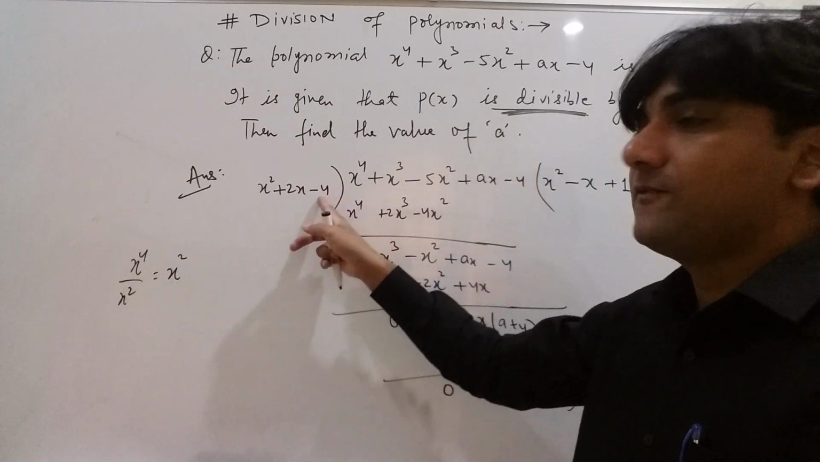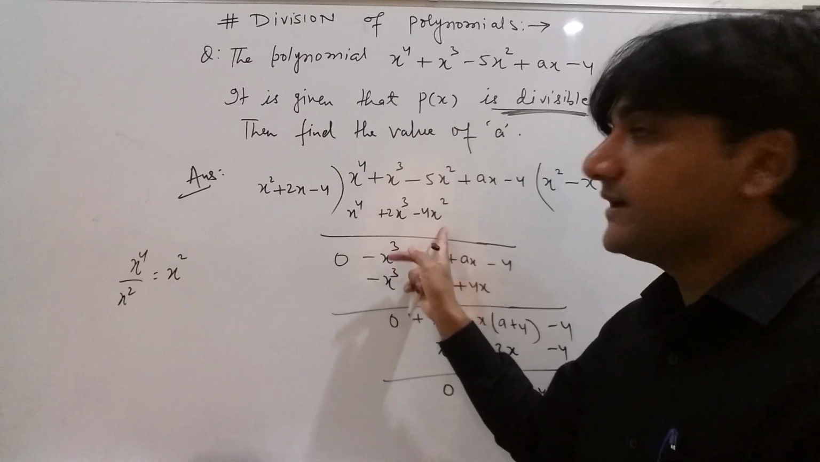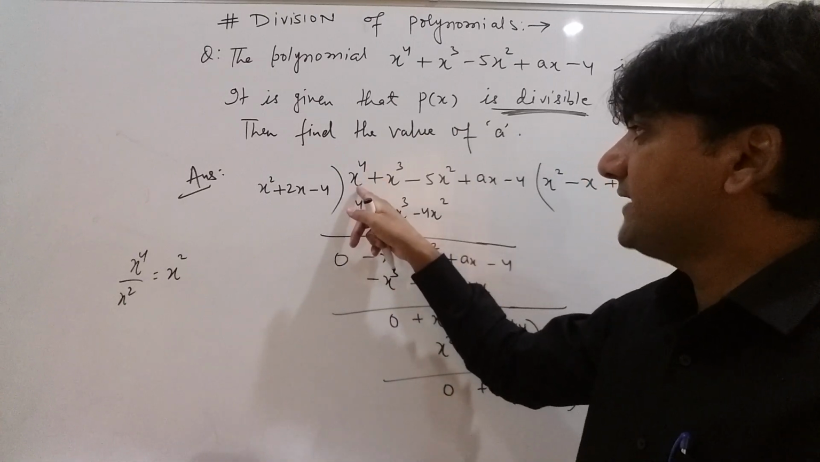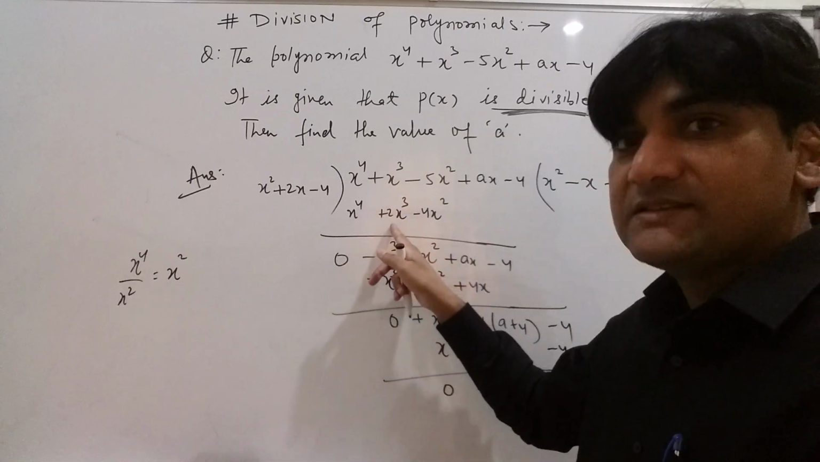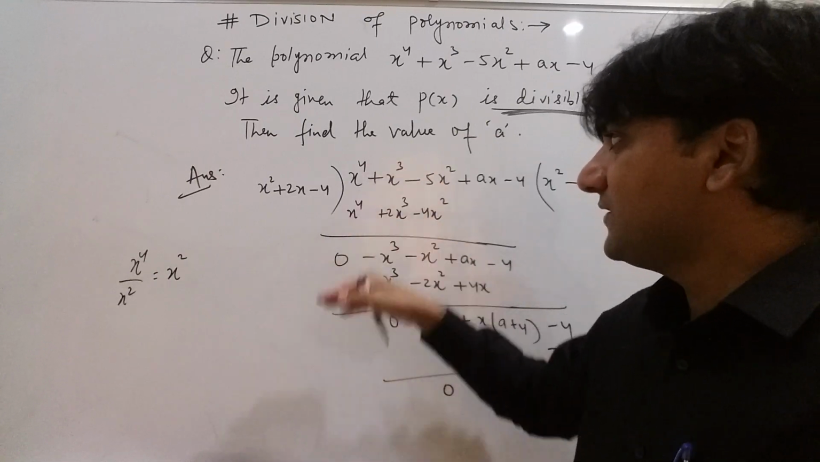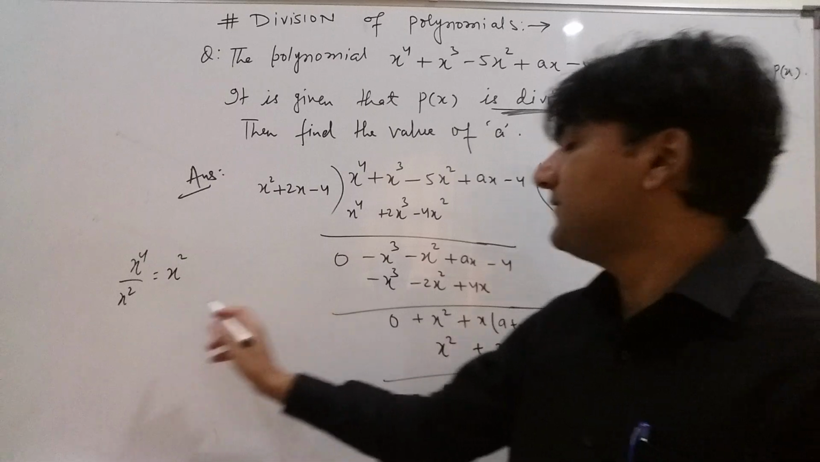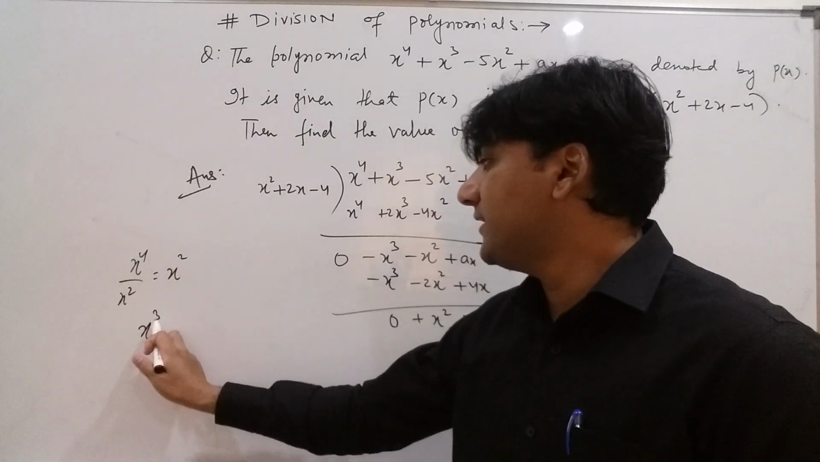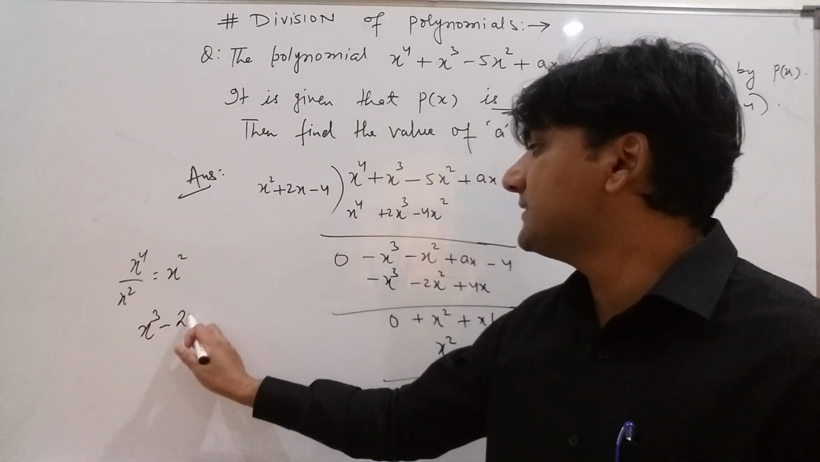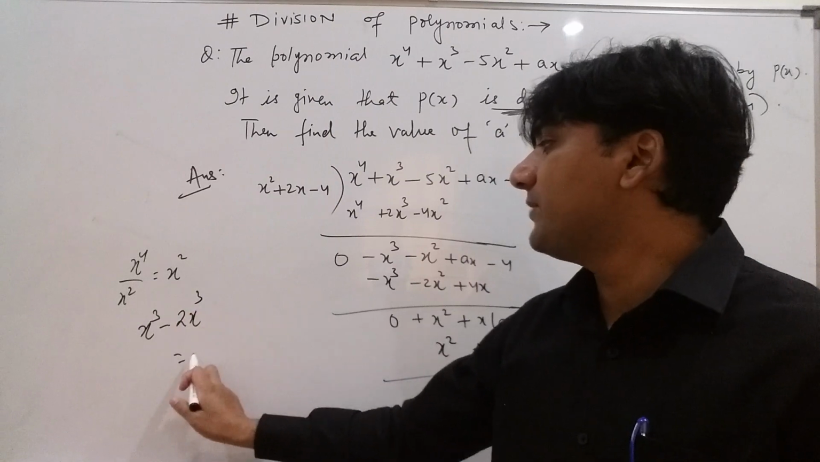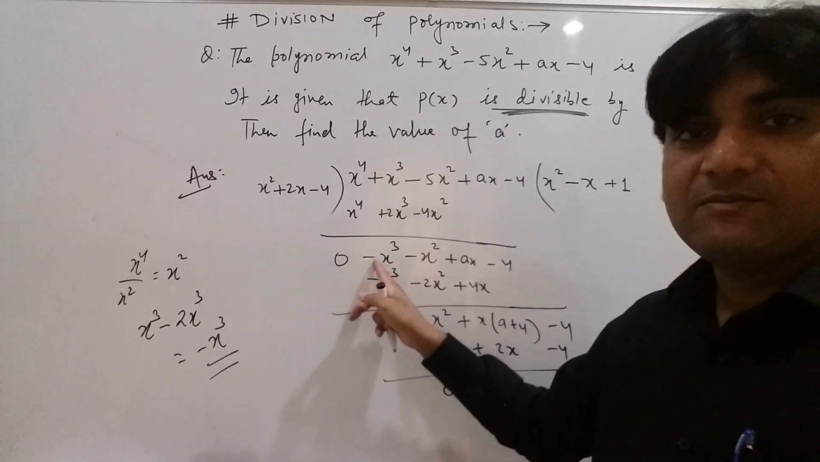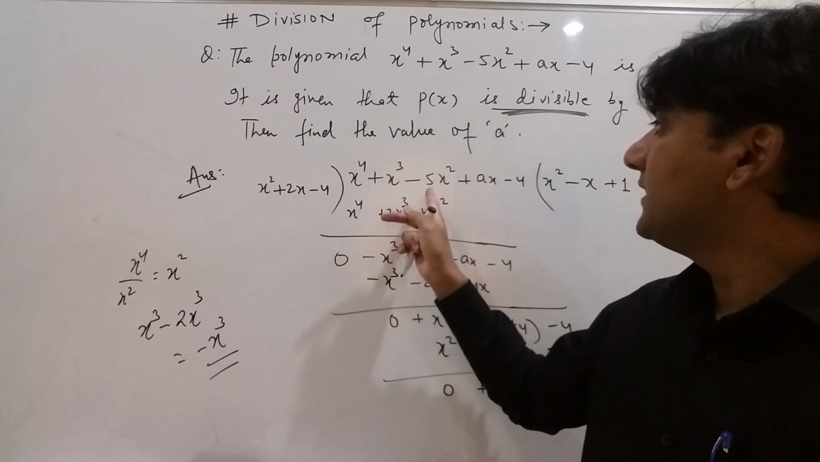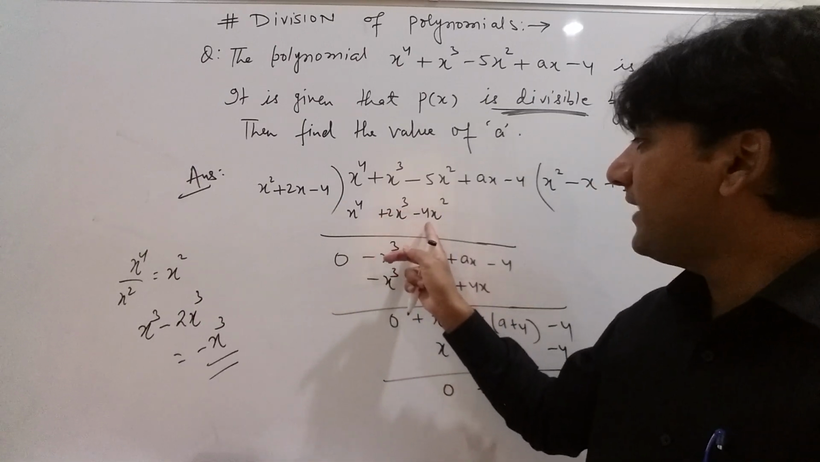x squared times 4, then minus 4x squared you will get. Now you have to take the difference. Then x raised to 4 minus x raised to 4, that is 0. x cubed minus 2x cubed, because you are taking the difference. If you are confused over there, you can write x cubed minus 2x cubed separately, then it would be minus x cubed. So somehow it's minus x cubed, then minus 5x squared and minus 4x squared.